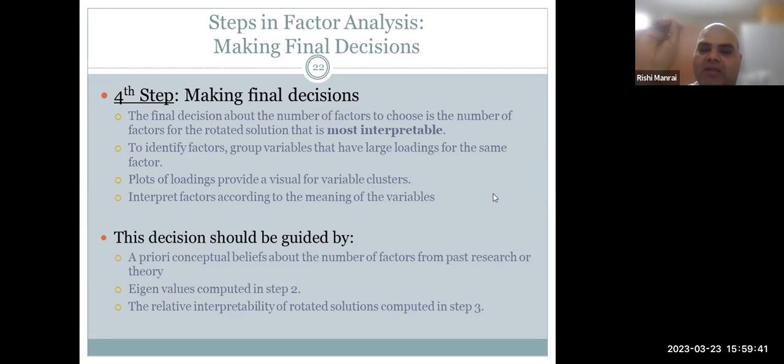So we interpret the factors according to the meaning of the variables. Now let's say you want to understand the personality traits of good leaders. There are various factors which can be determined, which lead to good personality traits or good leaders in the community. So can anybody tell me what could be the factors?